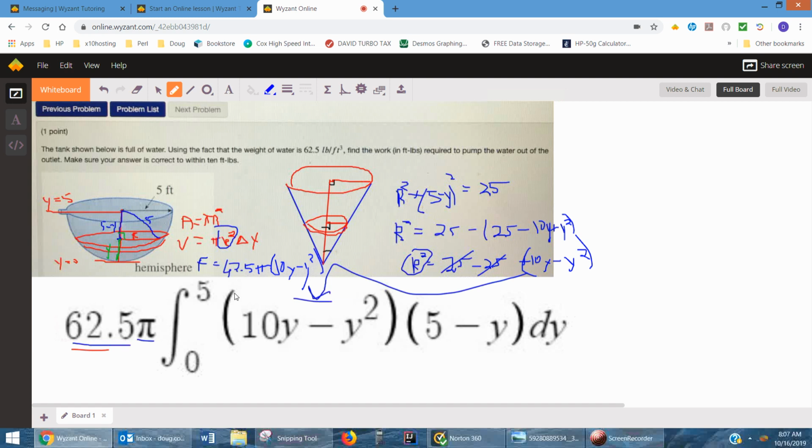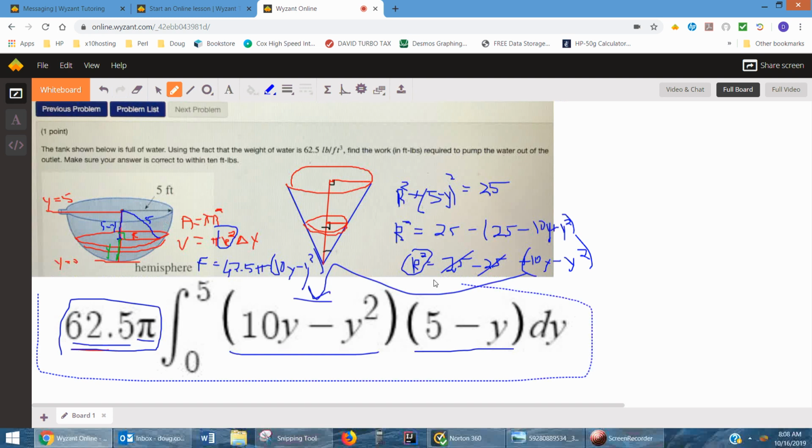And then work is equal to the integral from 0 to 5 of this right here, the force function, times the distance that it moves, and that's the 5 minus y. Okay, so I'm going to leave the calculation of this definite integral to you. You can see what I got on Desmos, the picture that I sent, was 30,000 something foot-pounds, rounded to the nearest 10 foot-pounds. Okay, there you go. Hope you understood that.